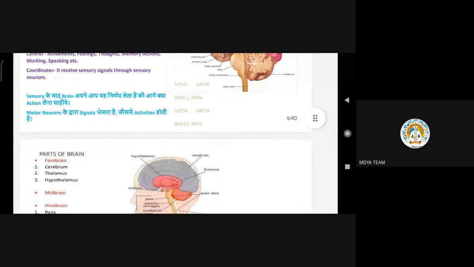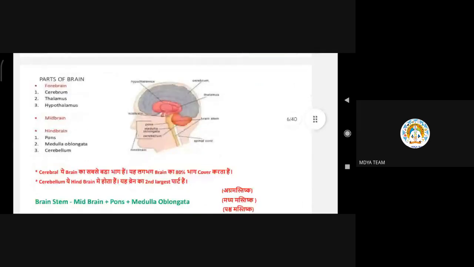Yes, sensory neurons receive the information, motor neurons act, meaning motor neurons actually do the work. Now, parts of the brain. The brain is mainly divided into three parts: forebrain, midbrain, and hindbrain. Now, forebrain consists of cerebrum, thalamus, and hypothalamus.